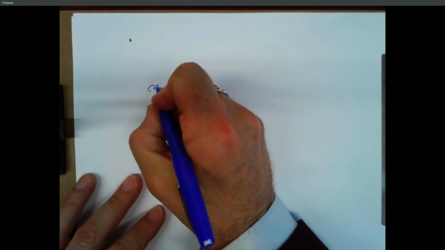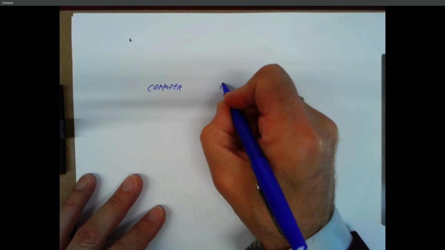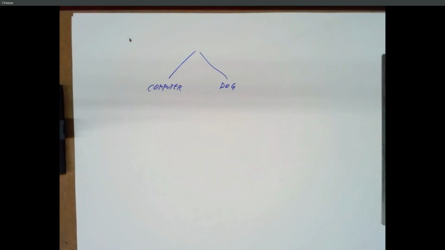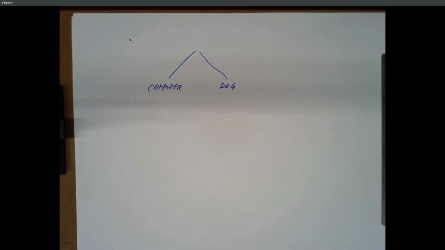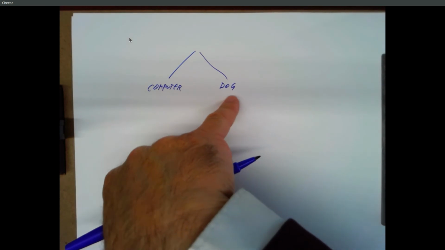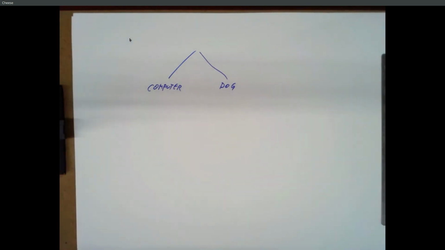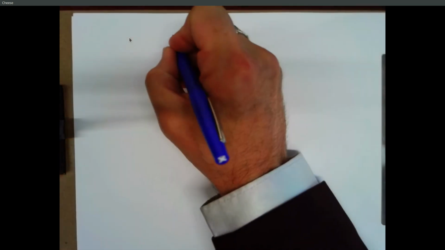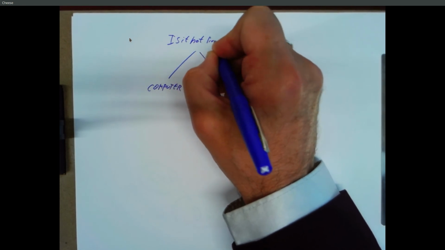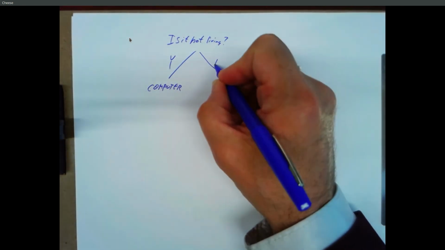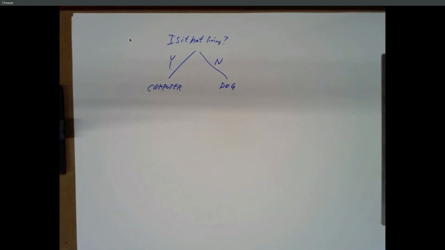All right, so who wants to think of something? All right. You are thinking of a dog. Am I correct? No. Okay. So what were you thinking of? A computer. Okay. So you were thinking of a computer. I thought you were thinking of a dog. Okay. Tell me a question where the answer would be yes for a computer and no for a dog. Is it living? Is it not living? Okay, so is it not living? And if the answer is yes, it's a computer. If it's no, it's a dog. Okay, thank you.